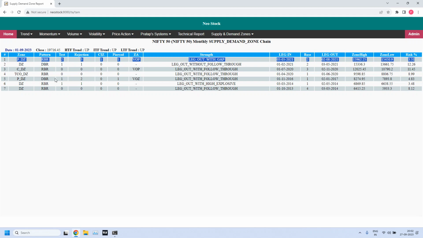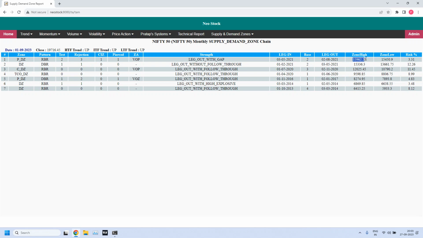But remember, this zone is already pierced. Look into the column pierced, and it is already tested twice, and it is having three rejections. One monthly candle is closed inside the zone, and once it is pierced. Probably when it pierced, it might have got support in the next demand zone, because it is a LOTL, level on top of the level demand zone. Just below this, the second demand zone is there.